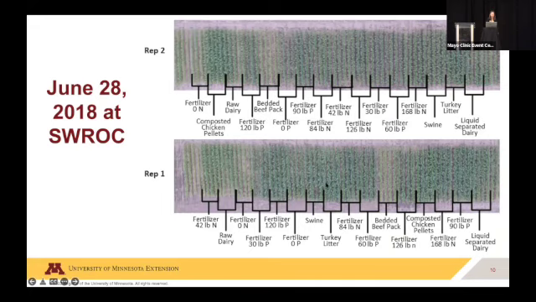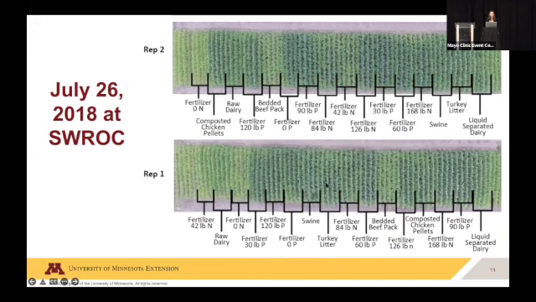These are the same plots about a month later. And again, we can still see here's our bedded beef pack. It's light green compared to the corn nearby, which is much darker green. So again, we were seeing these nutrient deficiencies pretty early in the season.